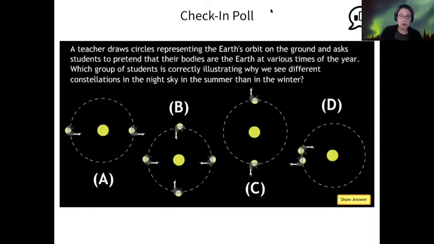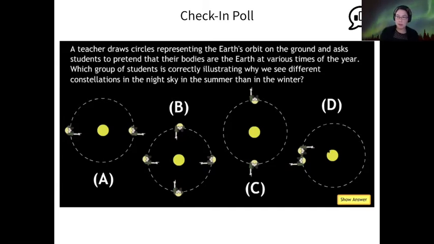The ecliptic is not only important for the planets, but also for the constellations. The constellations that the sun moves through, or appears to move against, on the ecliptic, those constellations are the zodiac. And so here are some images that illustrate how Earth, if Earth is the person and the sun is where the sun is here, and we're pretending to be Earth at various times of year, which group of students would be here correctly illustrating why we see different constellations in the summertime than we do in the wintertime?